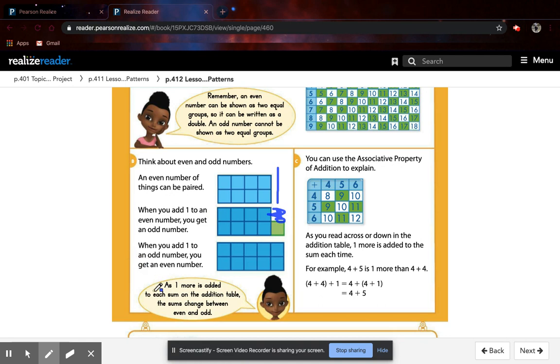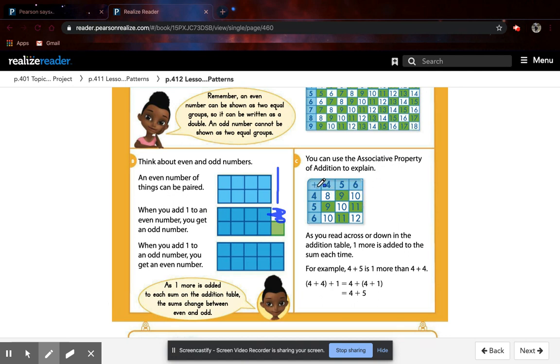Then it says when you add 1 to an odd number, you get an even number. And now we have all our blue boxes because it's an even number overall. So we have our 10 boxes total. And a little speech bubble says, as one more is added to each sum on the addition table, the sums change between even and odd.